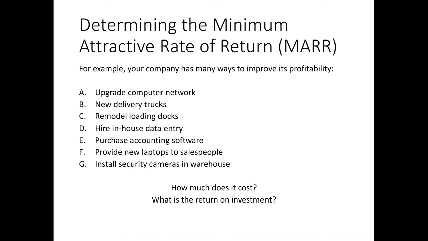All right, now back to this MARR. Because MARR is important in the chapter, right? It's going to be your interest rate. So how do you determine the MARR? Well, there are many ways to determine that.